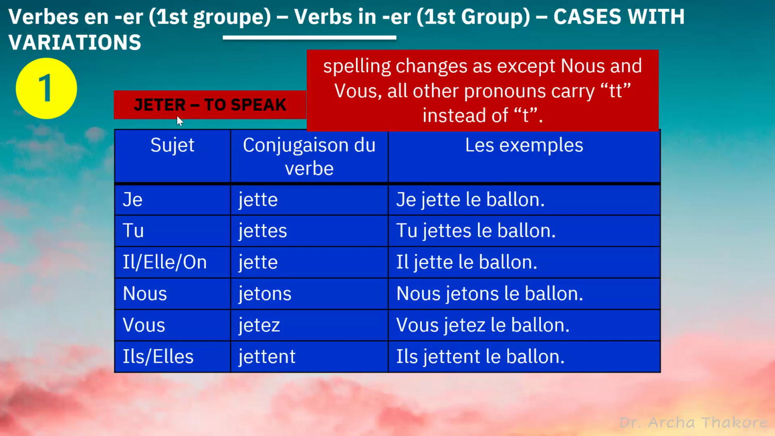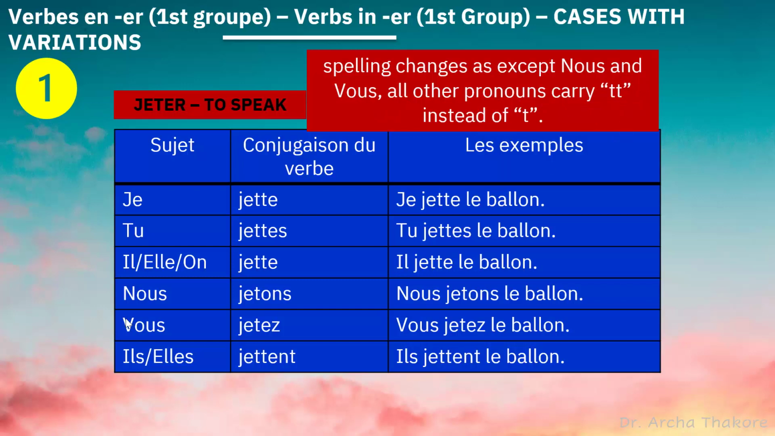Jeter. See, an easy way to remember this pronunciation is je. You know already this word je, and er always pronounces as a. So jeter, to throw. Now, what is different in this conjugation? If you look at it carefully, you will see that there is double T in these four, and there is single T in nous and vous. So the easy way to remember is that the spelling is different in nous and vous, and there is just one T. All other pronouns carry double T instead of T.